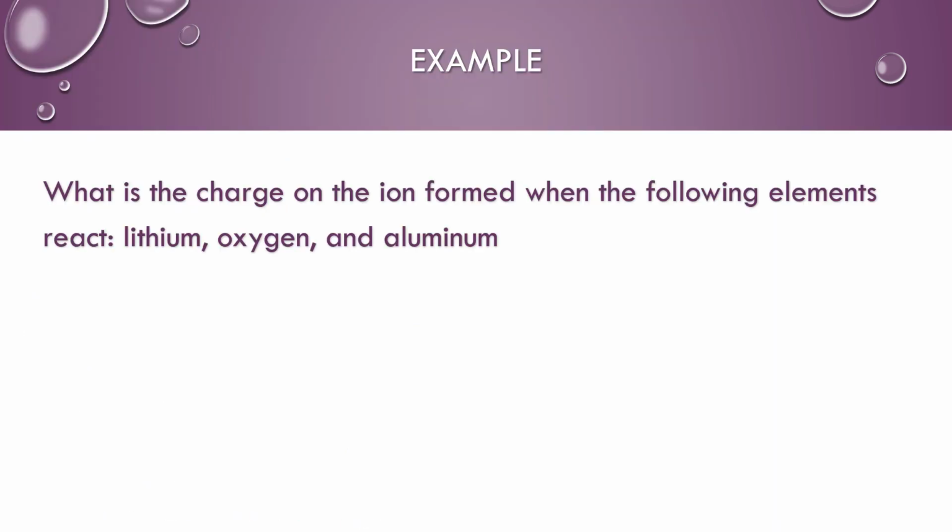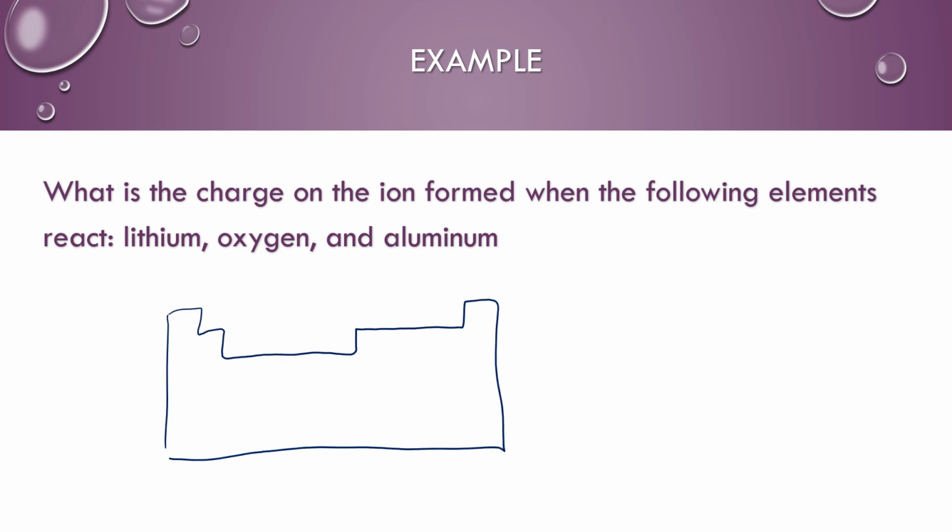So let's look at this example. It says, what is the charge on the ion formed when the following elements react? Lithium, oxygen, and aluminum. Lithium's in this first group, alkali metal, so it's going to form that +1 charge. Oxygen is all the way over here. It's in group 16, and so because it has 6 valence electrons, it's likely to gain 2 valence electrons to fill up its shell. So oxygen forms -2 charges. Aluminum is here, it's in group 13. Aluminum has 3 valence electrons, so it's likely to lose those 3 and form a 3+ charge.